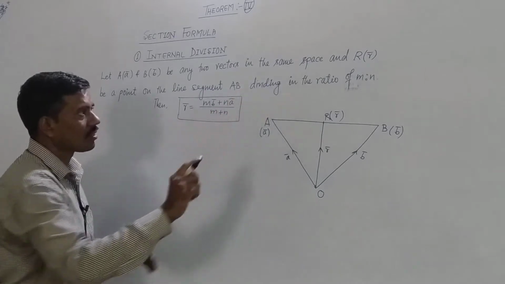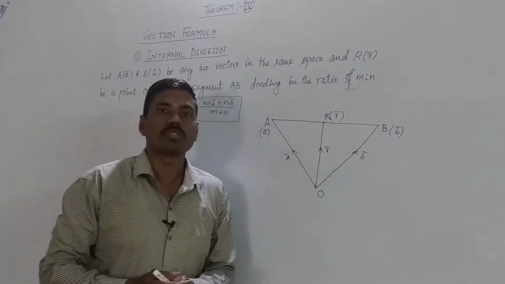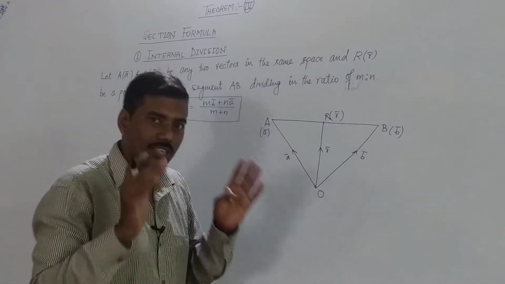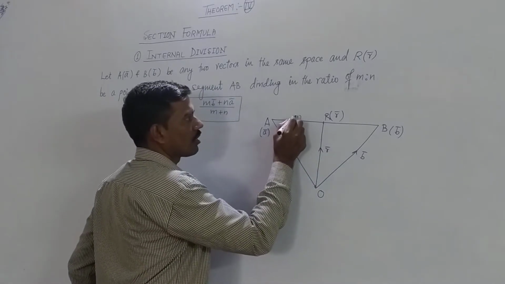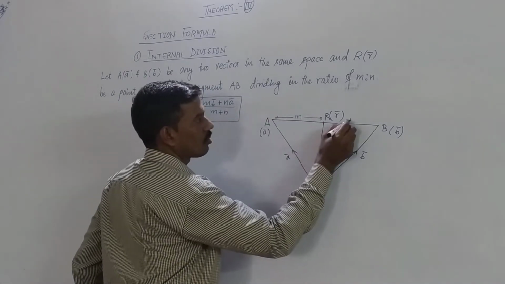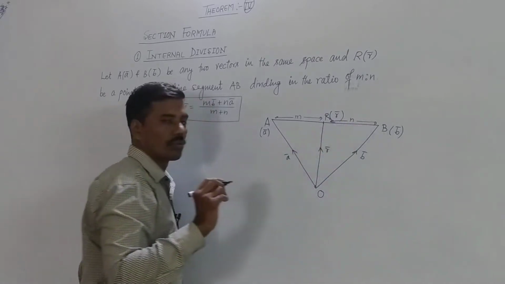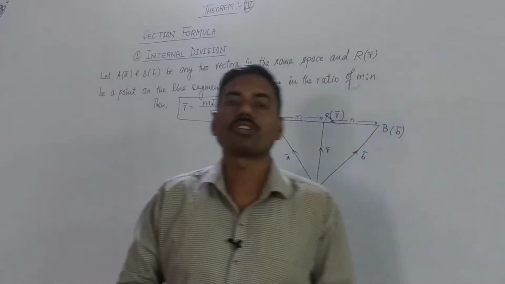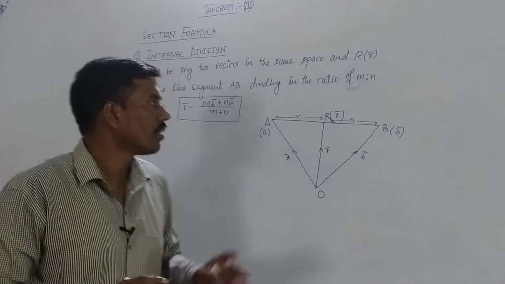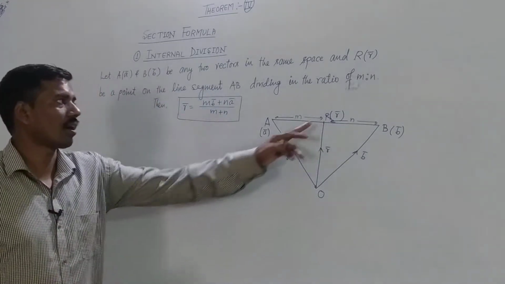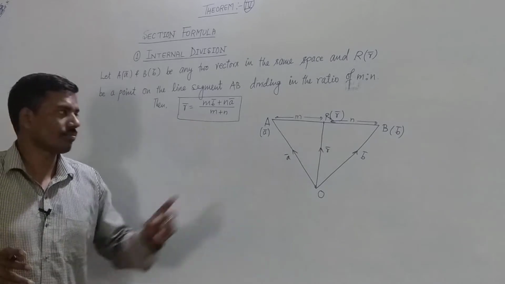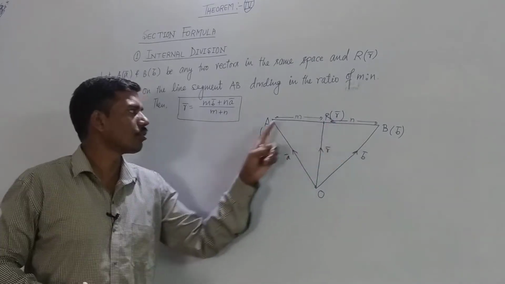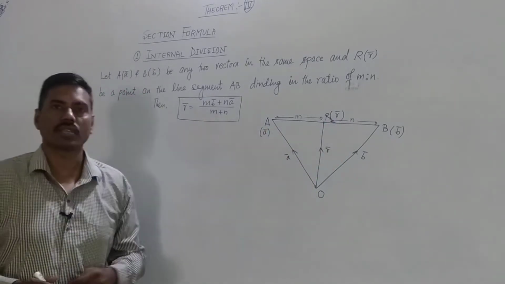Dividing in the ratio of m is to n. What is point R doing? Point R is dividing the given line segment AB in the ratio of m is to n. Clear? Point R divides the line segment AB internally in the ratio of m is to n. Then the position vector of point R, that is vector R, is given as m into vector B plus n into vector A divided by m plus n.